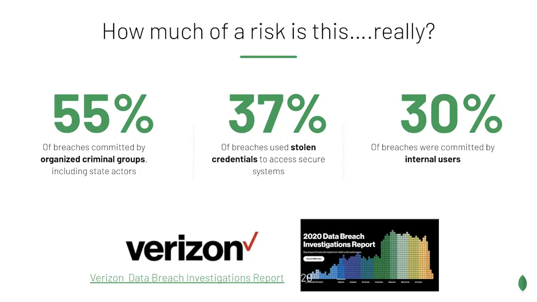Now, when it comes to the different types of attacks, we can see through the Verizon research that 55% of all breaches are committed by organized criminal groups, including state actors. So these are sophisticated breaches. 37% of breaches use stolen credentials to access secure systems. So as far as the system was concerned, it was dealing with an authenticated and authorized user. And just under a third of all breaches were committed by internal users. And that's actually a pretty low ball number. You can find plenty of research online where insider breaches actually account for more than 50% of all incidents. So the reality is that yes, this is very much a risk.